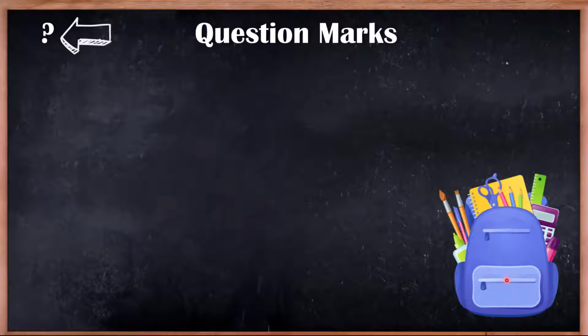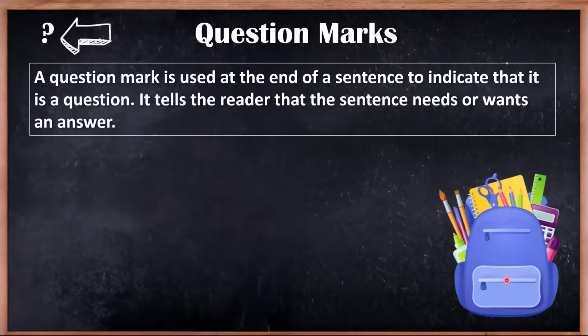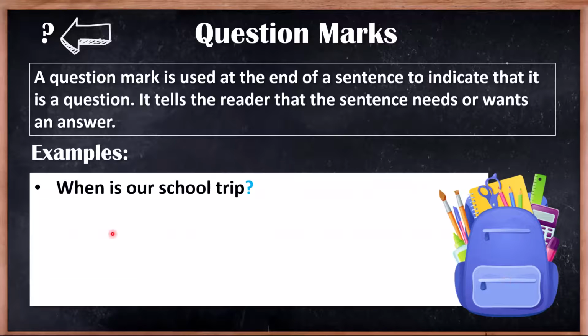Now let's talk about question marks. A question mark is used at the end of a sentence to indicate that it is a question. It tells the reader that the sentence needs or wants an answer. For example, when is our school trip? Question mark. This is clearly a question. The person asking this question wants an answer. Our school trip is on January 21st, for example.